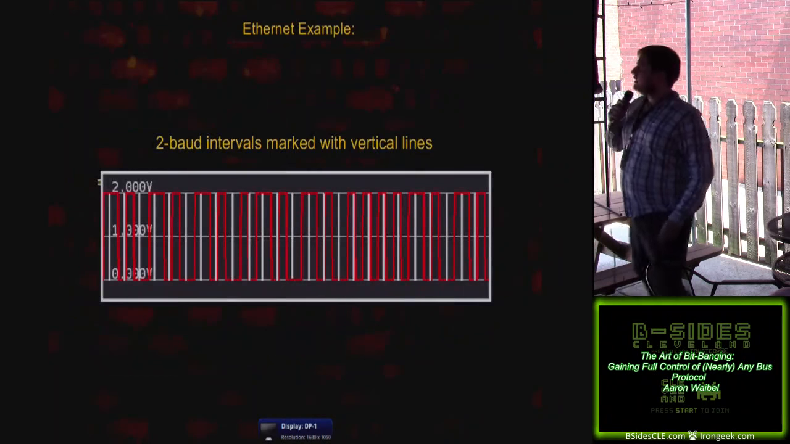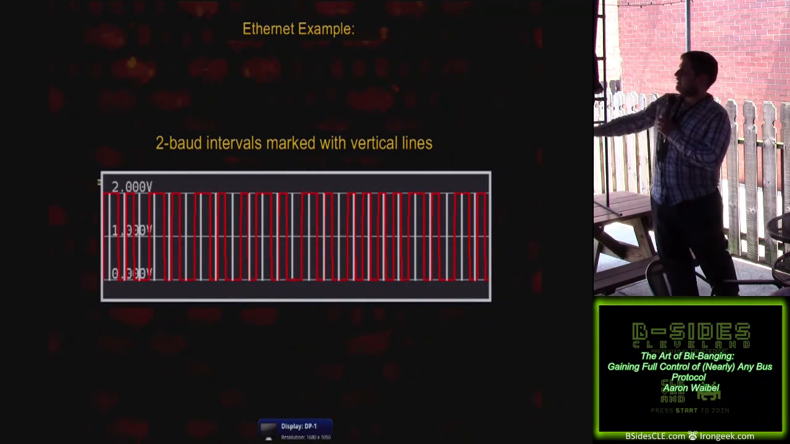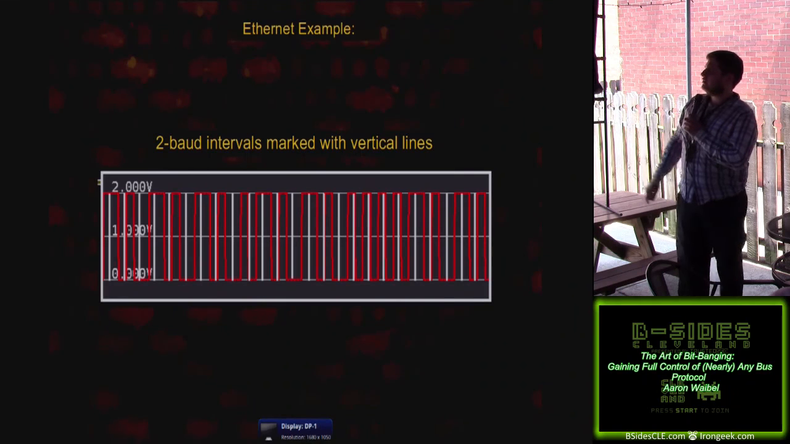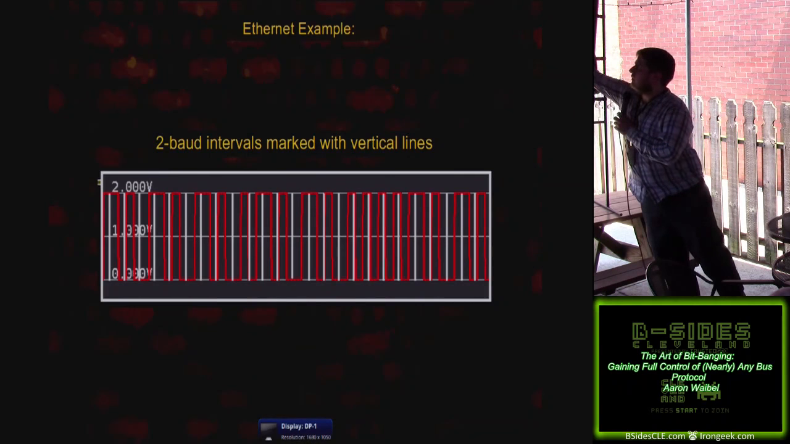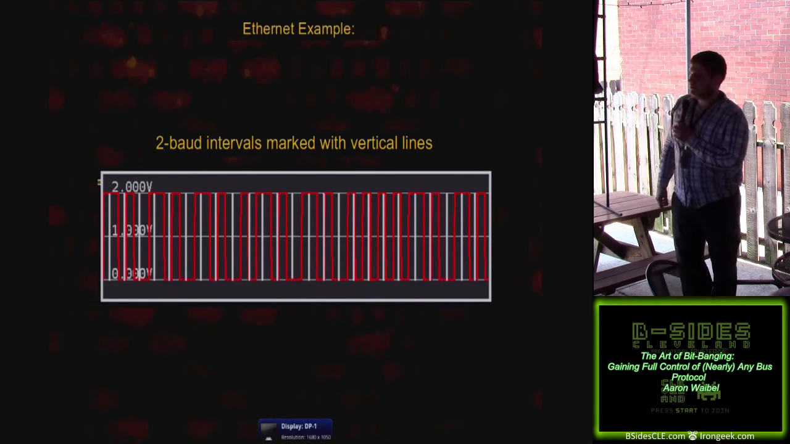So here's an example of a Manchester encoded packet over Ethernet. As you can see, I've set the white lines here as the two baud intervals, so you can see some of these go from high to low, and in other ones they go from low to high. That's how it distinguishes your zeros and your ones.